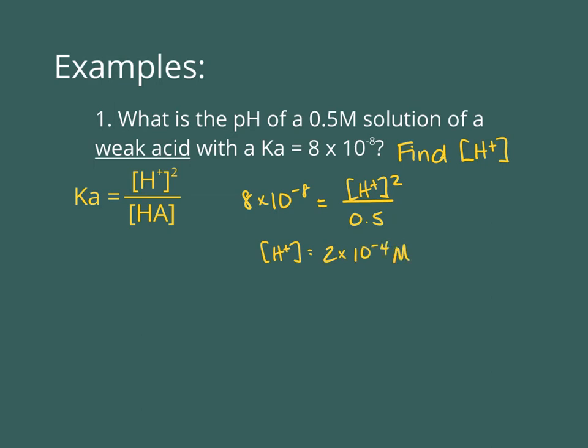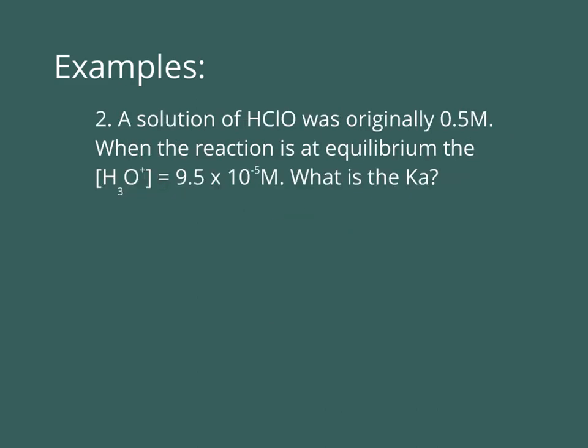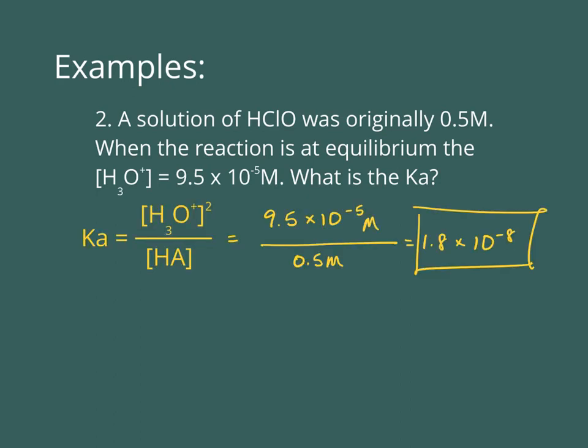And then from there, we can go back to our toolbox. And if we plug in our hydrogen ion concentration to our pH equation of pH equals negative log of our hydrogen ion concentration, we'll find that we have a pH of 3.7. Now try this next example on your own. Pause the video, and when you're finished, hit play to check your answers.